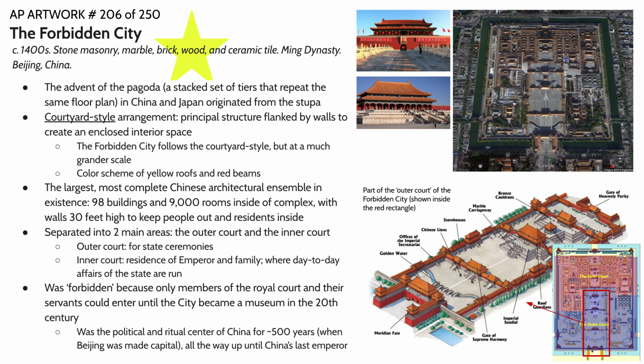There are 2 main areas of the Forbidden City. We have the outer court right here, which is an area that was more for state ceremonies. It was primarily reserved for men and court officials. And then you have the inner court area. This was the residence of the emperor and his family and where the day-to-day affairs of the state were run.